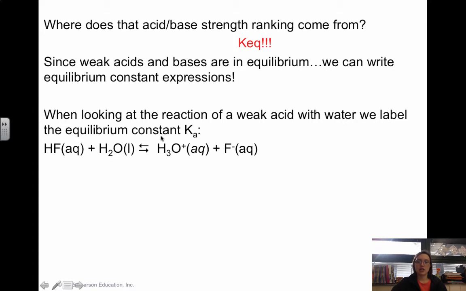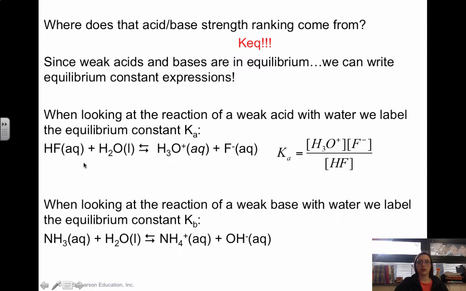Remember we had Keq, we had Kc and Kp. Well, now we have Ka. All this is saying is this is the equilibrium constant of an acid dissociating or an acid ionizing. So we can write Ka. We do products over reactants. Why don't we include water? It's a liquid.